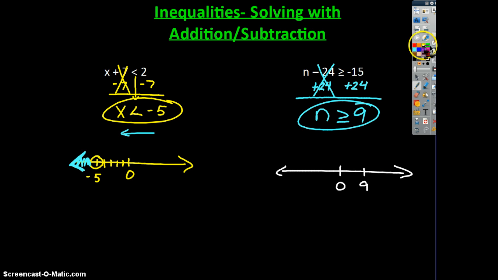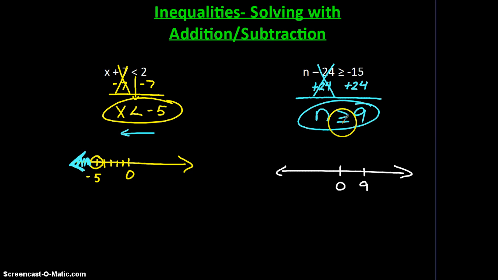And now at this 9, I'm going to plot the type of point. Well, here are my key words. N is greater than or equal to. That or equal to tells me I not only have a point, I have a closed point at 9. And then n is greater than, well, all the greater than values are graphed to the right. So I'm going to come up here and shade my number line to the right. So now I have an accurate graph, and I have an accurate picture. Or excuse me, an accurate solution.